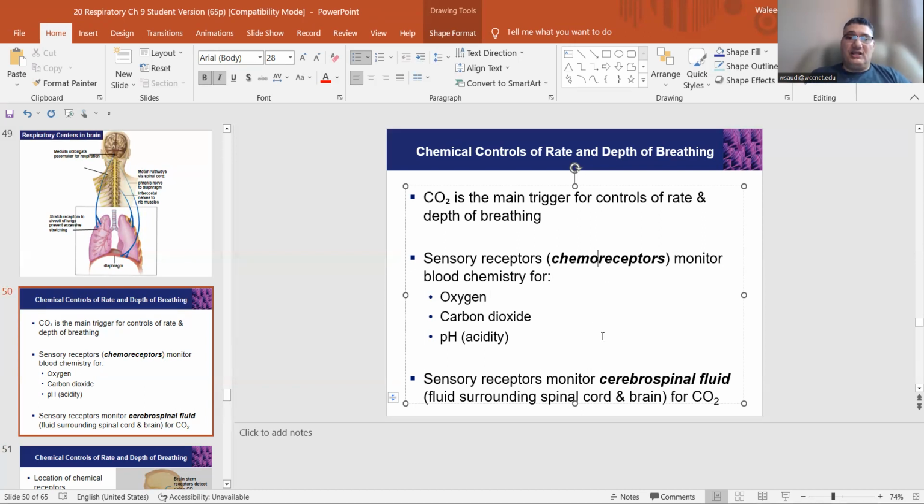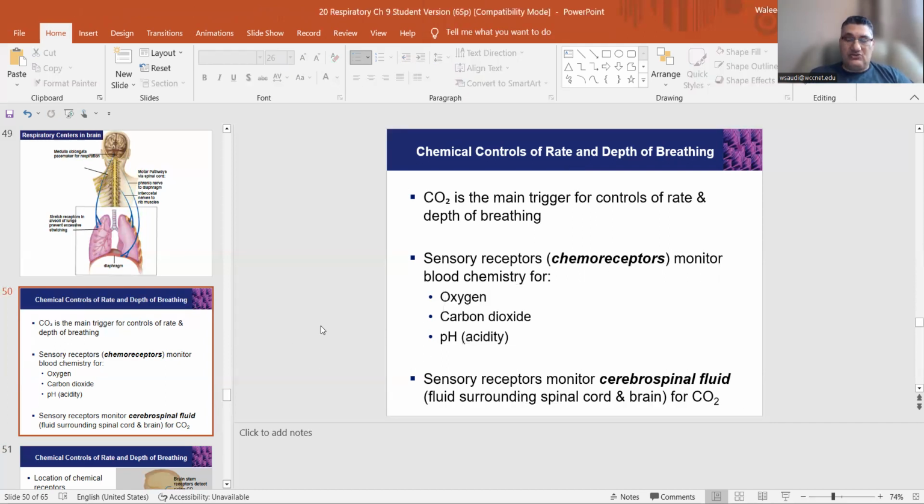I mean change in the chemistry of the blood, like how much oxygen, this is chemistry. How much carbon dioxide, this is chemistry. Because of the carbon dioxide change, the pH will change, which is the acidity. This is also chemistry. So these chemoreceptors are located in two spots to get the signal and to give the measurement and give it to the brain, to the respiratory centers.